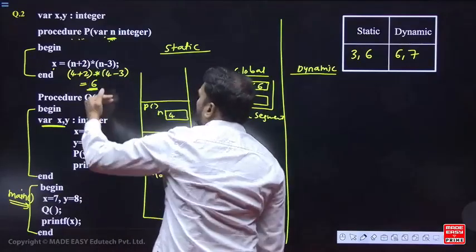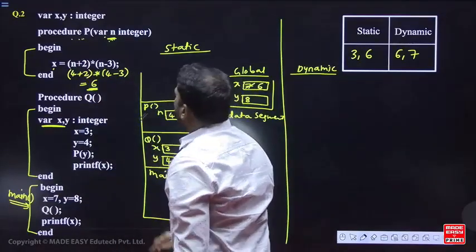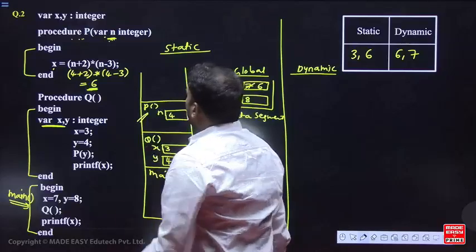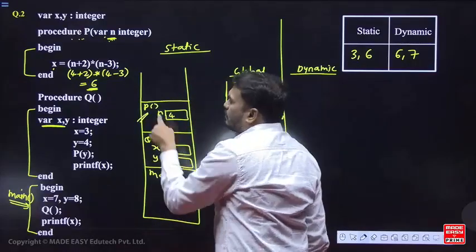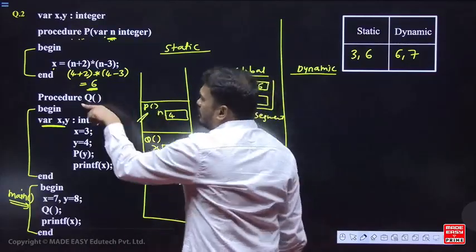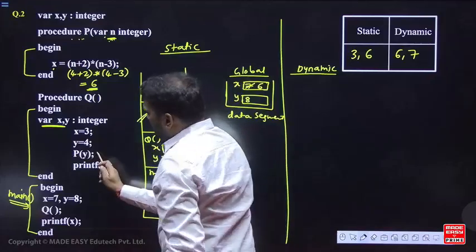Next, now function p is completed. So this is deleted from the stack. Go back to previous calling function. Who called the function p? Q. Okay, you come back to the function q. इधर से गए थे.